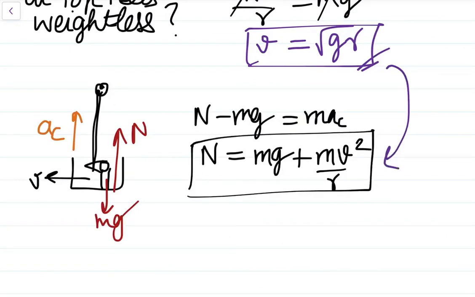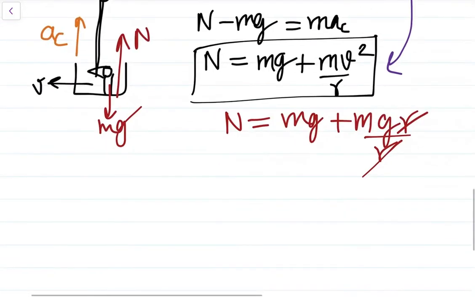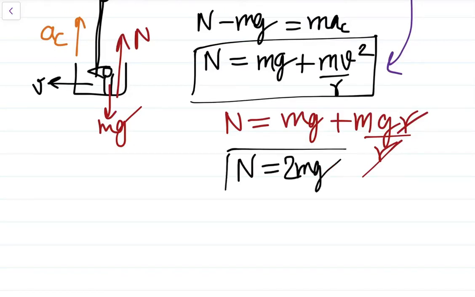But if it's told that the velocity is under root gr, find the normal reaction at the bottom. If that was the question, I am just telling you the answer. It will be mg plus m v squared, where v squared will be gr, and in the denominator it is r, so r and r will cancel. So normal reaction will be 2mg, if the velocity is under root gr.